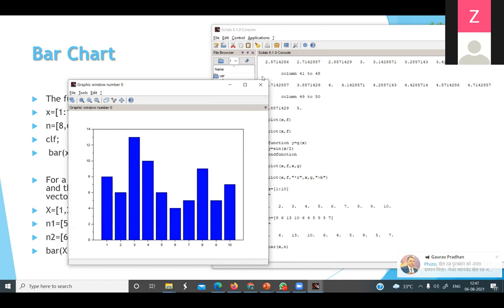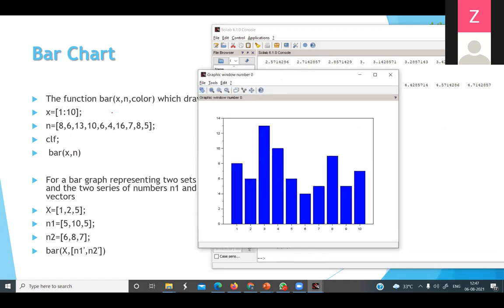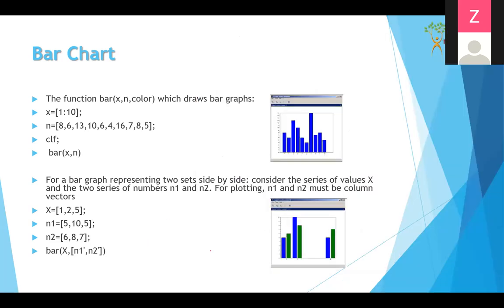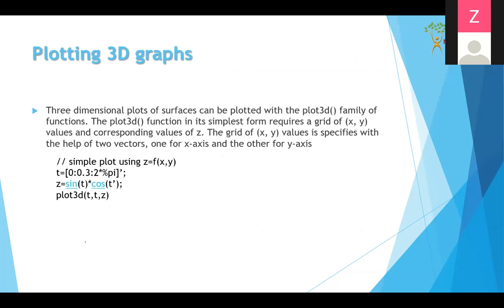Similarly, a lot of functionalities are available for drawing the labels, marking on the x axis, y axis, all those options are also there. This is just an introductory lecture, not to make you an expert. That's why I'm not discussing the advanced things. Then we can have multiple charts in the same graph. We can also plot 3D graphs. It's really simple.